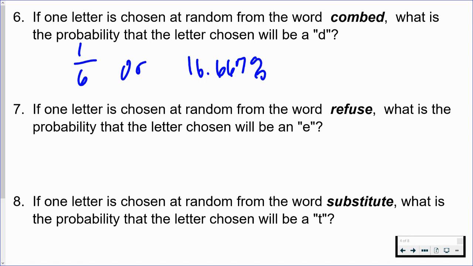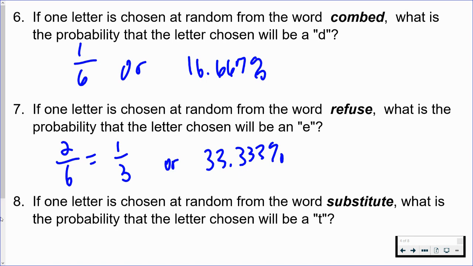Number 7, if one letter is chosen at random from the word refuse, what is the probability that the letter chosen will be an E? Okay, so again, let's get the total possibilities. How many letters do we have? 1, 2, 3, 4, 5, 6. 6 again. Okay, how many E's do we have? We have 2 E's. So this would be 2 out of 6, which is, we reduce, 1 out of 3, or as a percentage, if we divide, that's 33.3 repeating percent.